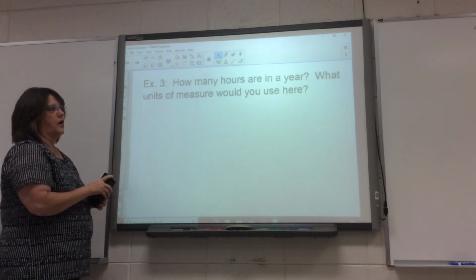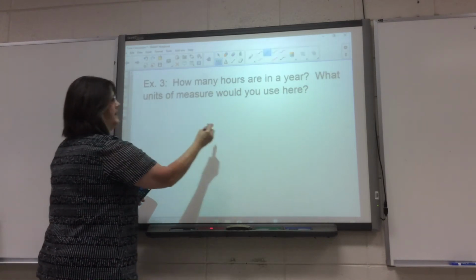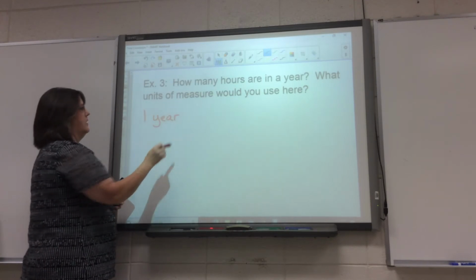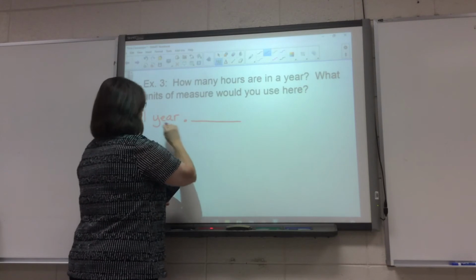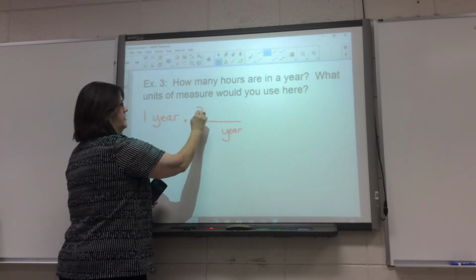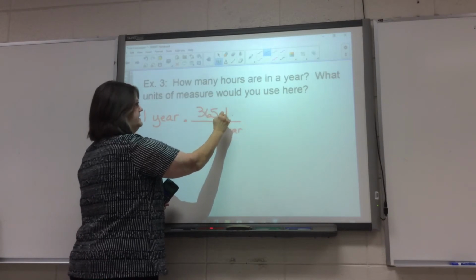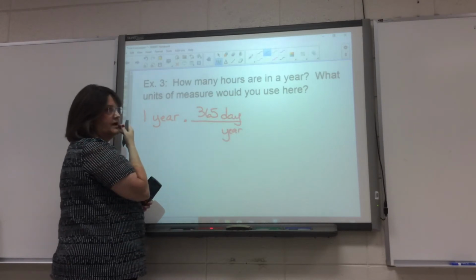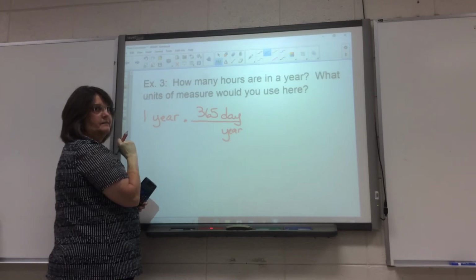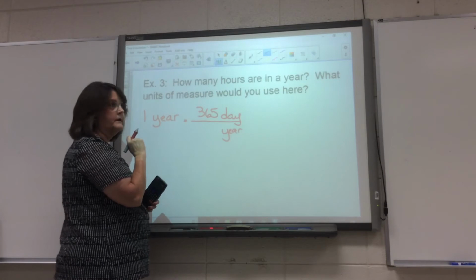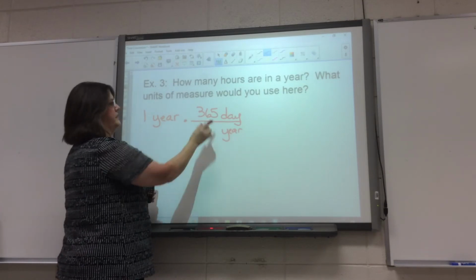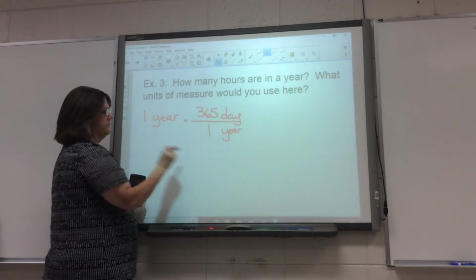How many hours are in a year? All right, I've got 1 year. Since I have a year here, a year will be here. How many days are in a year? 365 days. Do not use months here, because months will not be accurate. Some months have 30 days, some have 31, some have 28, some have 29. So you need to use days in a year. So there's 365 days in a year.